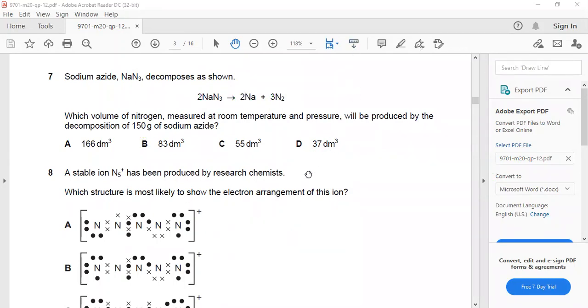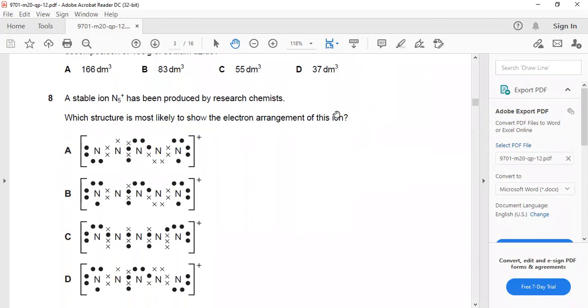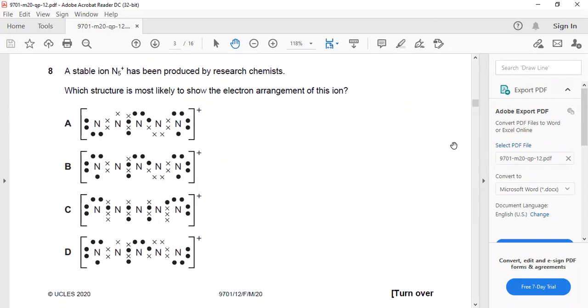Question 8, I gave to many students to do as a shortcut, and most of the genius students also had a problem in this question. So I have 2 ways to explain. One is very shortcut. The question is: a stable ion has been produced by a research chemist. Which structure is most likely to show?